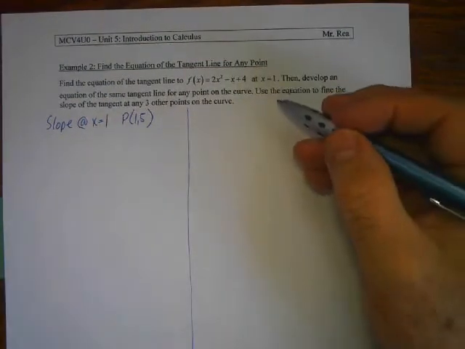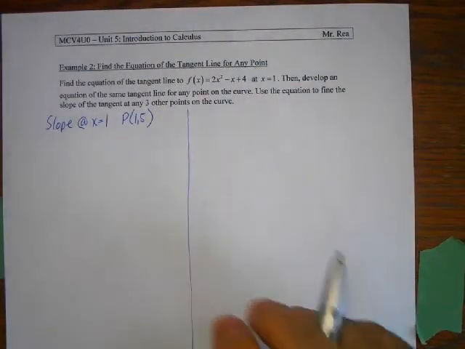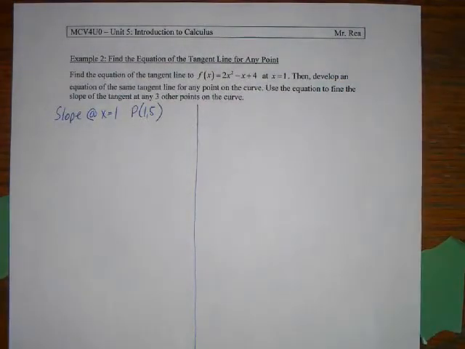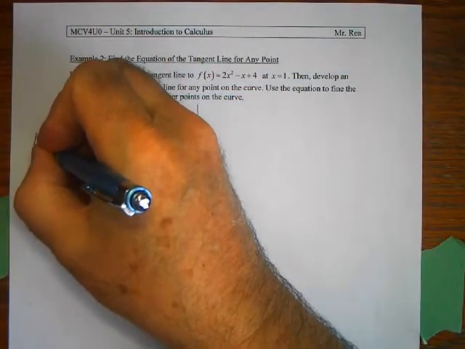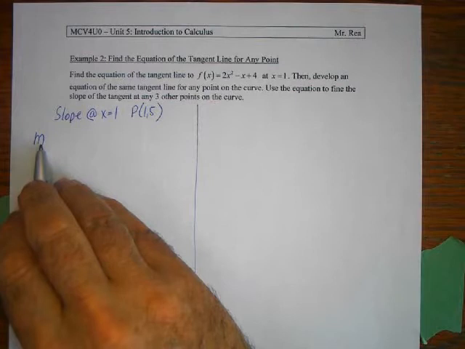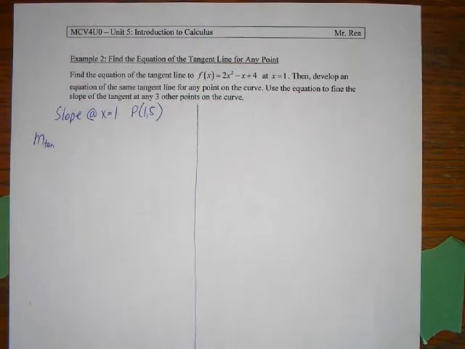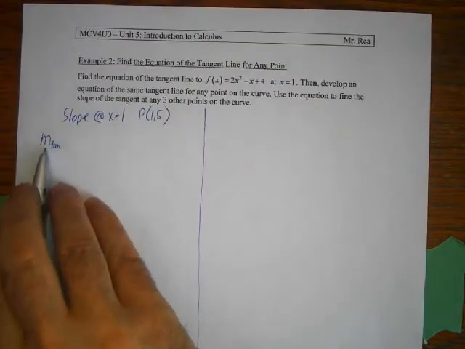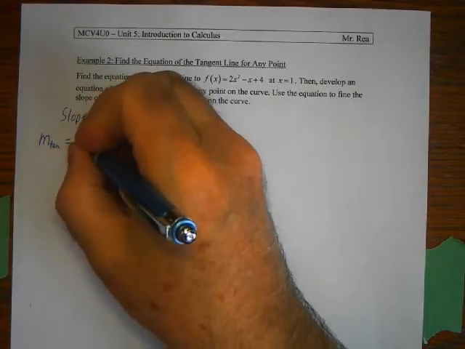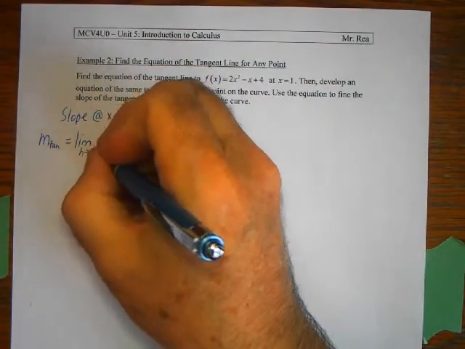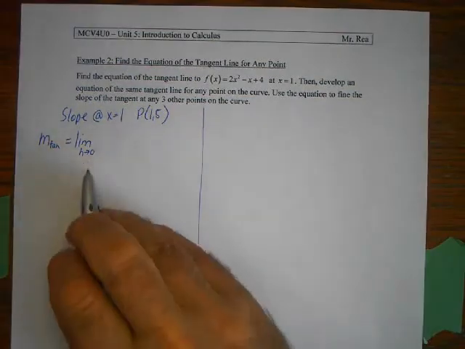Okay, so here's where we start doing our new terminology. When you're doing questions, it has to be written like this. Now M stands for slope. I'm going to put a little subscript here, the abbreviation tan. That refers to the slope of the tangent. So M tan is going to be equal to the limit as h approaches 0. Remember, h is going to be the difference between the 2 points. One point being 1 and the other point being 1 plus h.